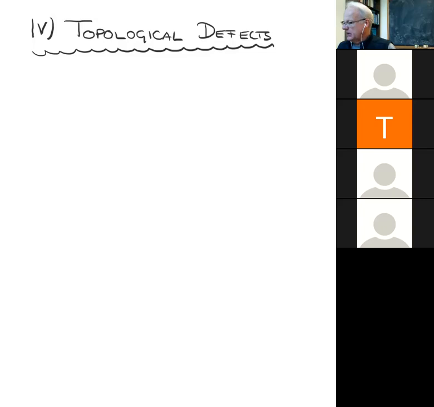So I wanted to finish up with this classification of order parameters and their symmetries. One of the most important applications of this whole idea is the classification of the defects that you can have in ordered phases. And the standard example for that is what's called a dislocation in a crystal.